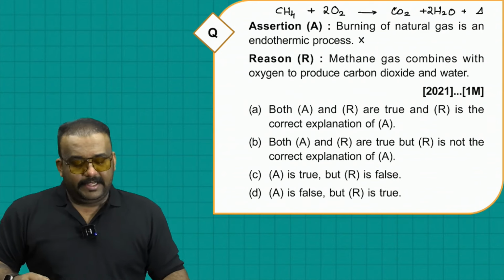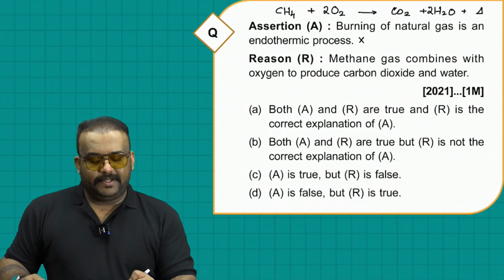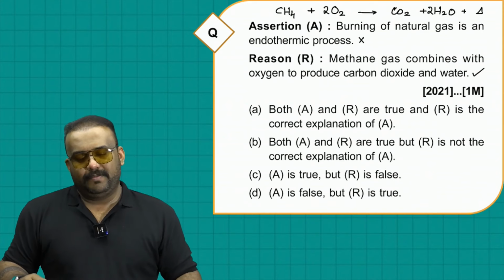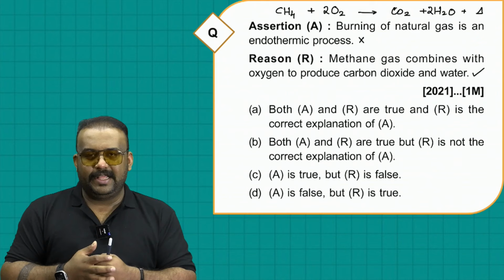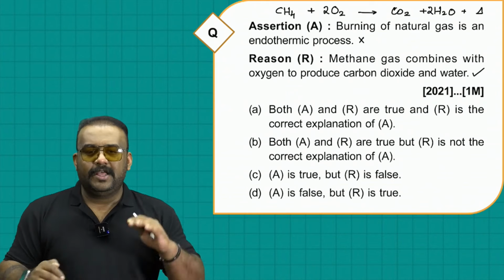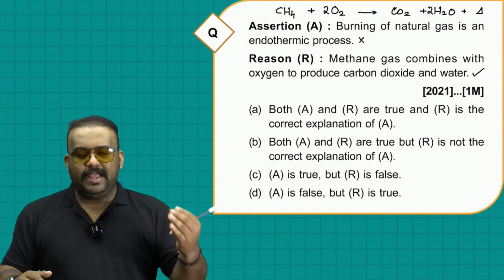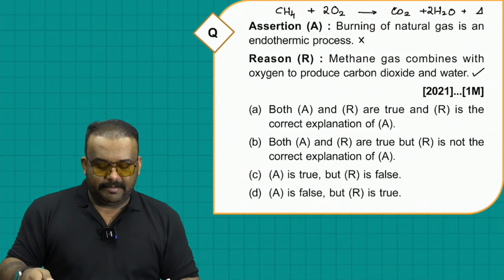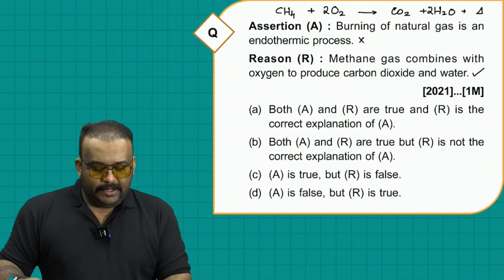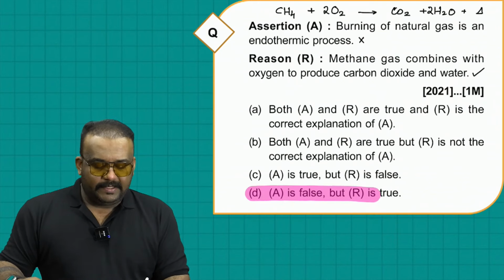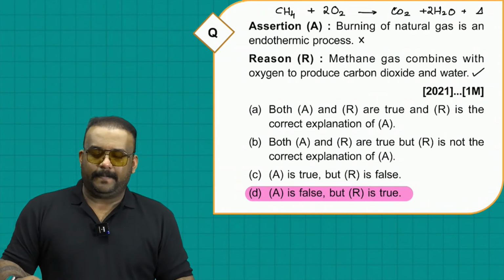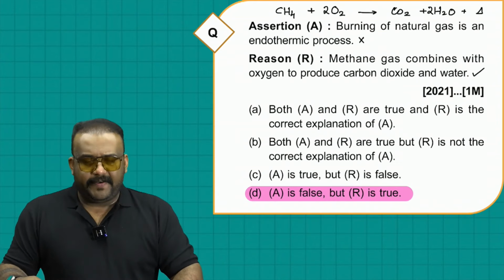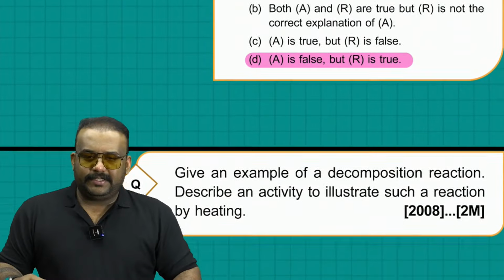Now the reason given is methane gas combines with oxygen to produce carbon dioxide and water. That is very much true, because from the reaction we can understand that methane is combining with oxygen to produce carbon dioxide gas and water. So the reason statement is correct, but the assertion statement is false. So our option will be A is false, but R is true. Is it clear to everyone? Okay, perfect. So let's move on to the next question.